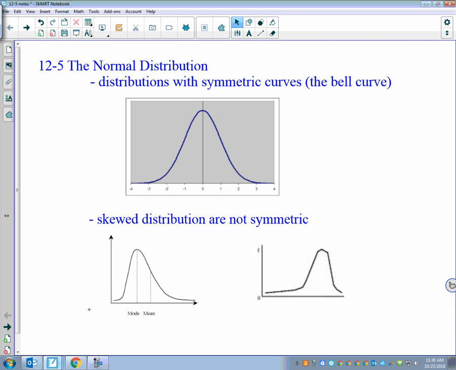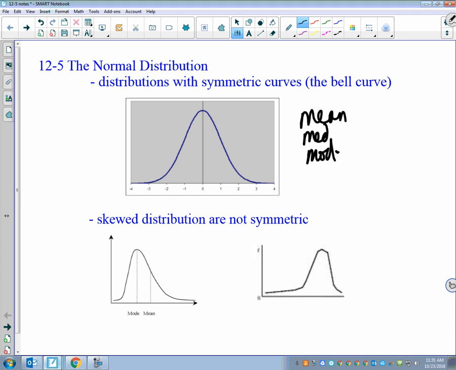Okay, so this is the last section that we're doing in chapter 12, and it's about the normal distribution. This is often called the bell curve. A normal distribution is a distribution that makes this symmetric curve, which means the mean, median, and mode are all about the same. That's kind of what a normal distribution is. So maybe you could write that: the mean, median, and mode are all about equal.